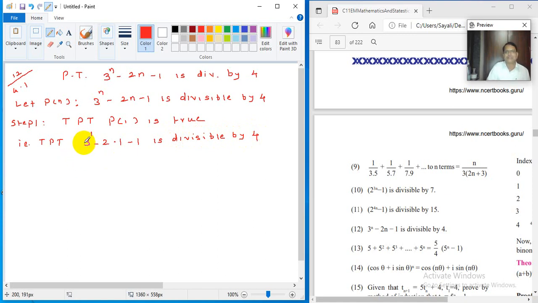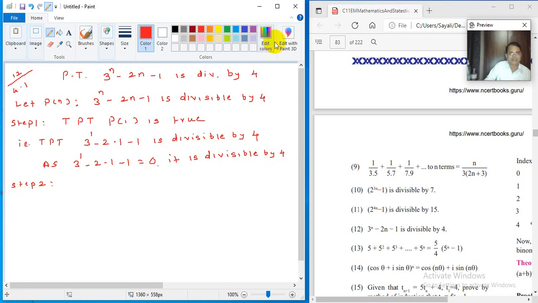मग 3 raised to 1 म्हणजे 3 आहेत. minus 2 into 1 म्हणजेच minus 2 आणि minus 1. This is 0. So as 3 raised to 1 minus 2 into 1 minus 1 is equal to 0, it is divisible by 4. 0 ना, it. So 0 is divisible by any number. So 0 is divisible by 4. आपणाला इथे 4 मध्ये इंटरेस्ट आहे. It is divisible by 4. So P1 is true.